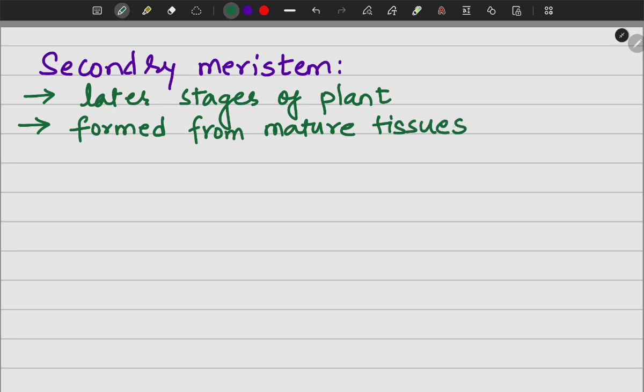By de-differentiation. Alright, so once the tissues get specialized and mature, then sometimes those mature tissues produce meristems or meristematic cells that form a whole new type of cells at the later stages of the plant life, and such meristems are called secondary meristem. The other name for these meristems is lateral meristems.